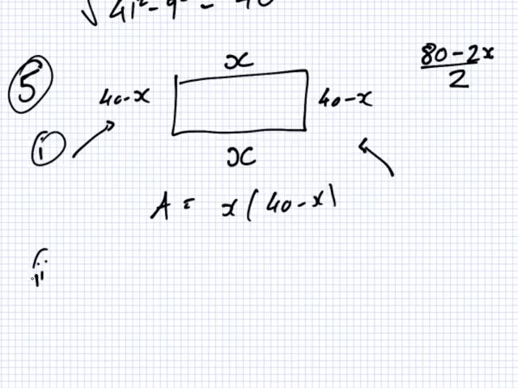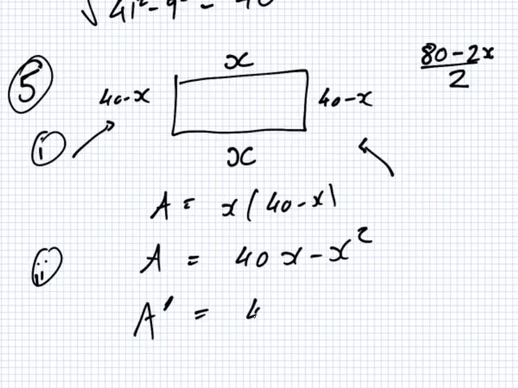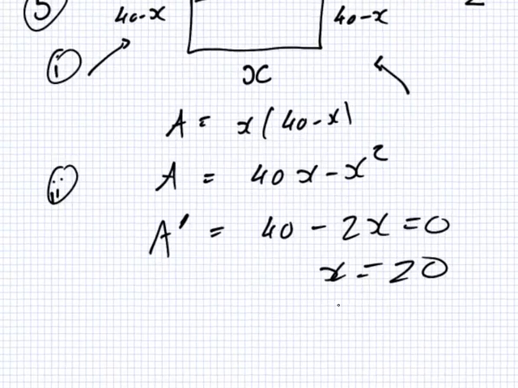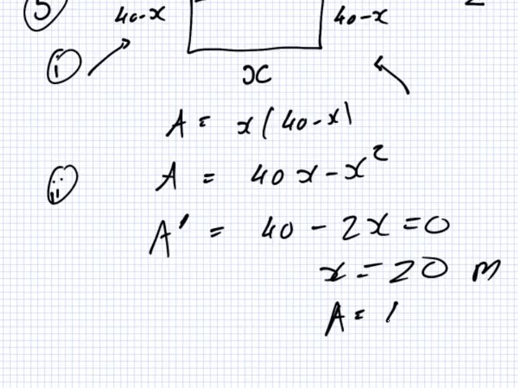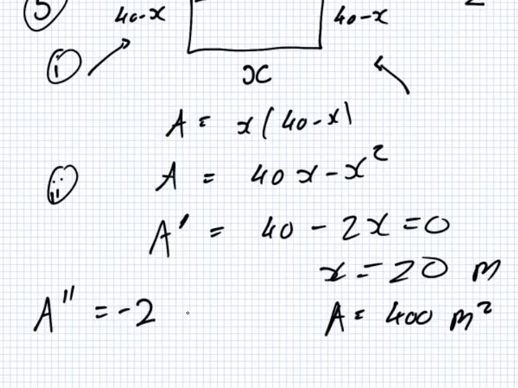Part 2, find the x that makes this maximum. The area is 40x minus x squared. The derivative is 40 minus 2x, which must equal 0. So that means x must equal 20. The area is 400 meters squared. And is it a maximum? Yes, because if we get the derivative again, we get minus 2, which is negative, which makes it a max because the shape is concave.